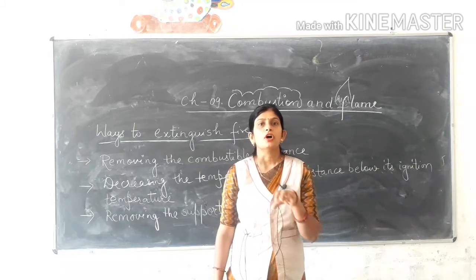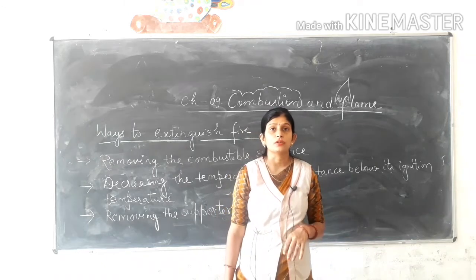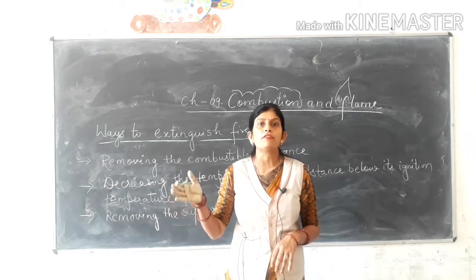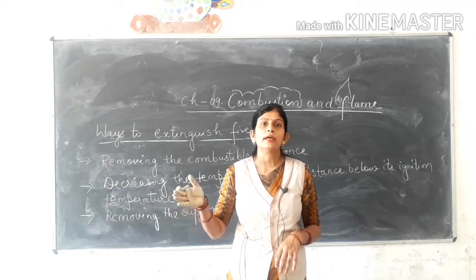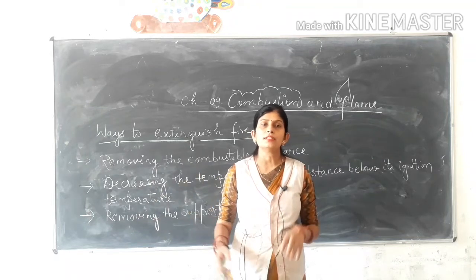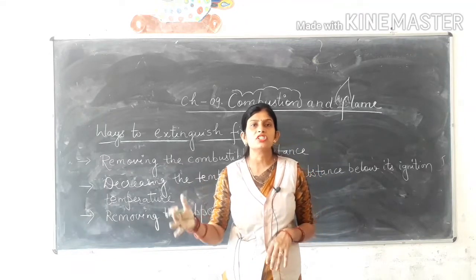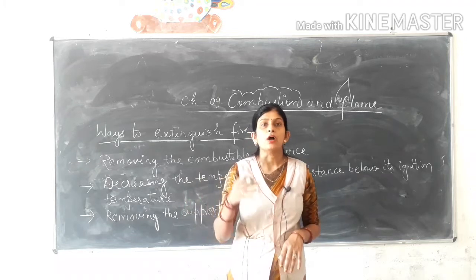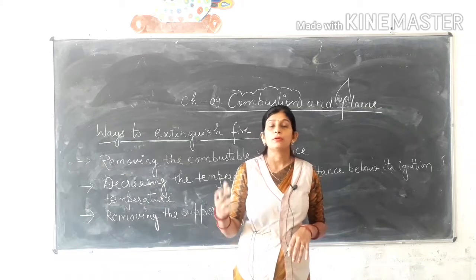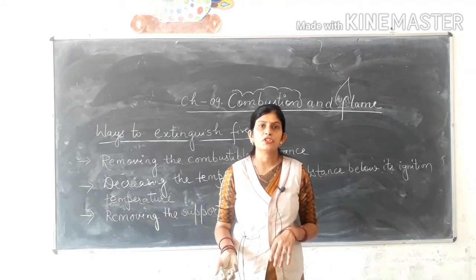Secondly, presence of the supporter of combustion in the medium, such as oxygen. It means there must be a supporter of combustion around. So there must be oxygen in the air, because a substance burns in the presence of oxygen only. Oxygen supports or helps in the combustion or burning of the substance. So the presence of oxygen, or we can call it the supporter of combustion, is necessary.